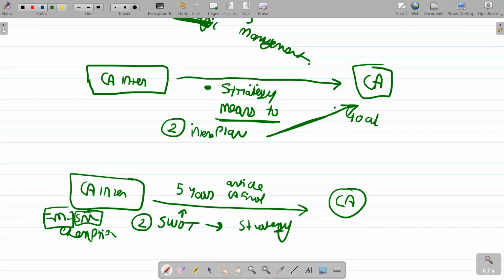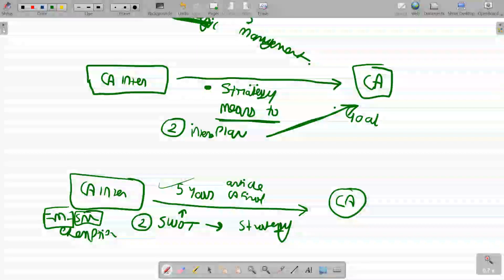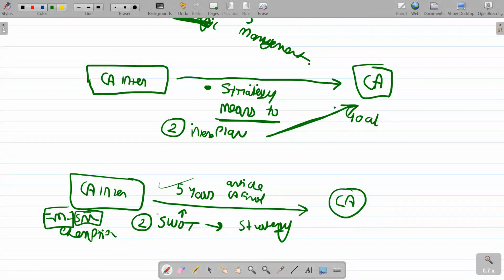So you have identified all this through analysis and accordingly you have planned your strategy. Two things I have seen. First of all, you have made a five-year plan. Second, you have done SWOT analysis and then you have decided your strategy.